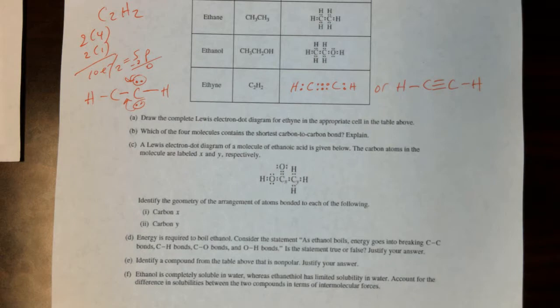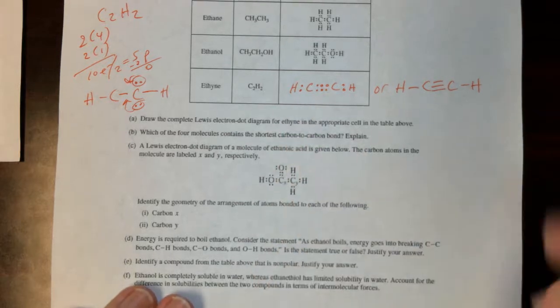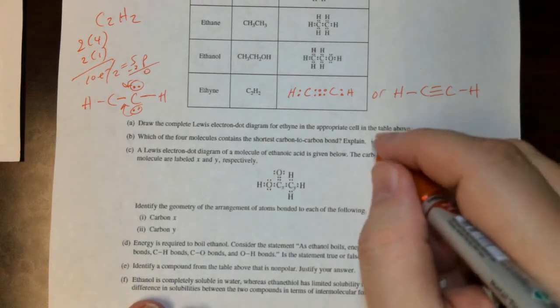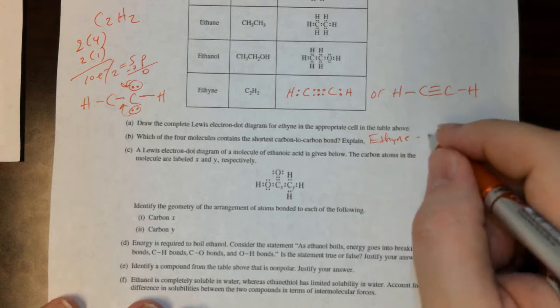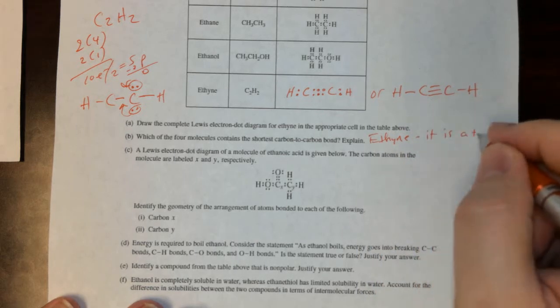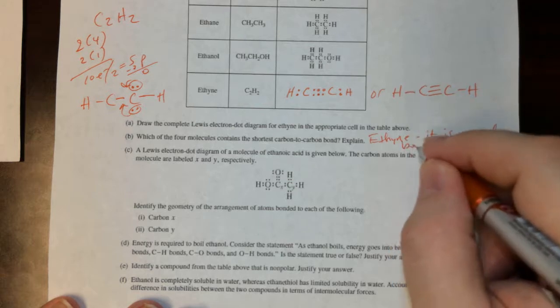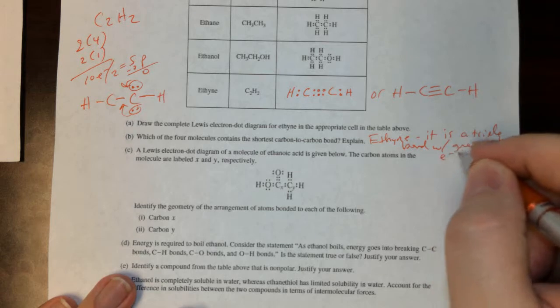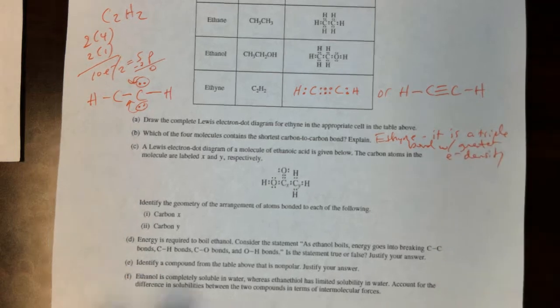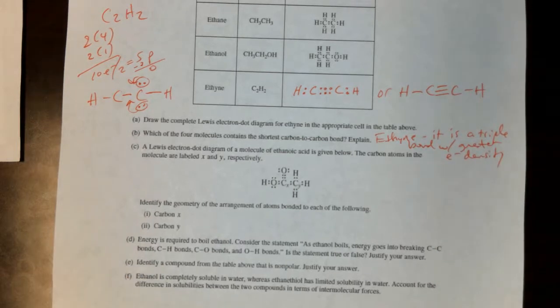Which of the 4 molecules contains the shortest carbon-to-carbon bond length? So that depends on if you got ethine correct or not. If you did, that is the correct answer. And it is a triple bond with greater electron density. So, Coulomb, more charge, more force, smaller distance.